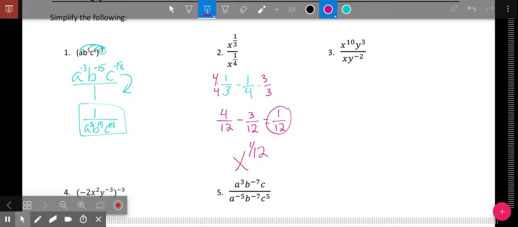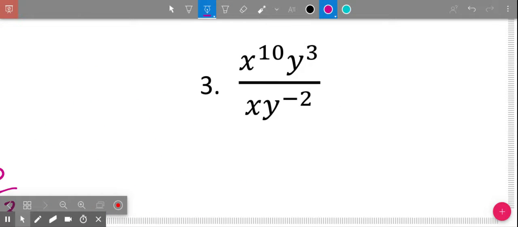Looking at number 3, we have x to the 10th, y cubed, all divided by x to the negative 2. For something like this is our quotient property again, so I'm going to be subtracting my exponents. So remember, this x right here has a little 1 with it. So when I subtract, I'll do 10 minus the 1. So I have x to the 10th on top divided by x to the 1st. Okay, so to simplify that, I'm going to do 10 minus 1 will give me x to the 9th.